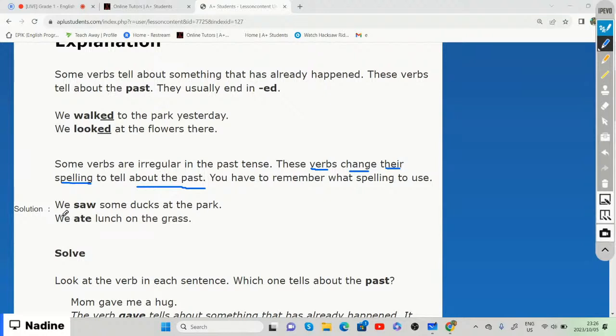For example, we saw some ducks at the park. Saw. And we say that the present tense for saw is see. So that is the present tense, which means that the spelling changes to saw. And saw is in the past. See is now, which is the present.